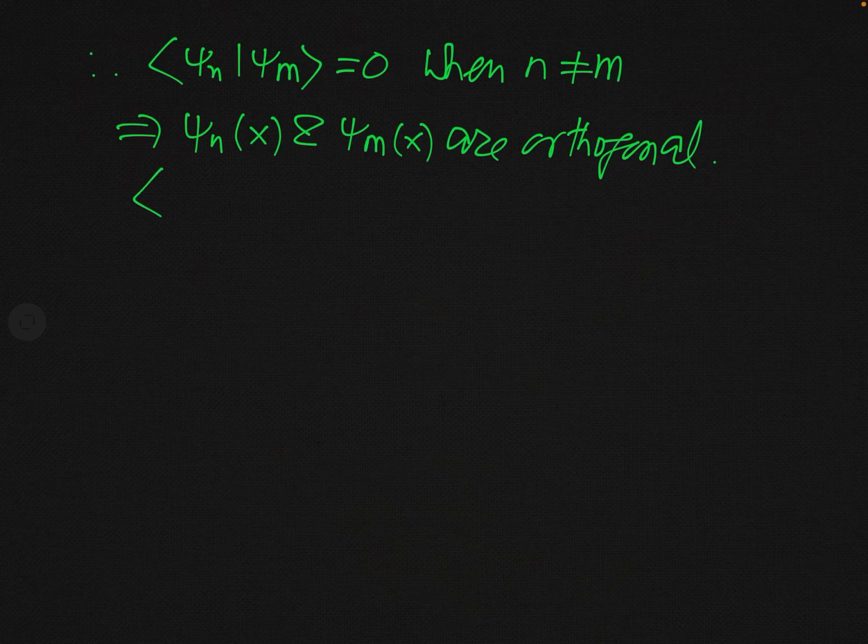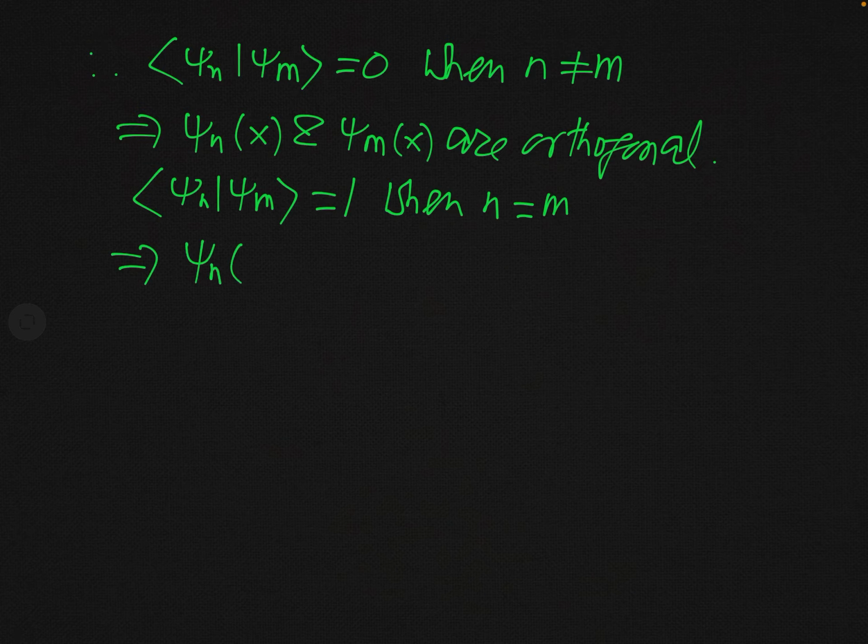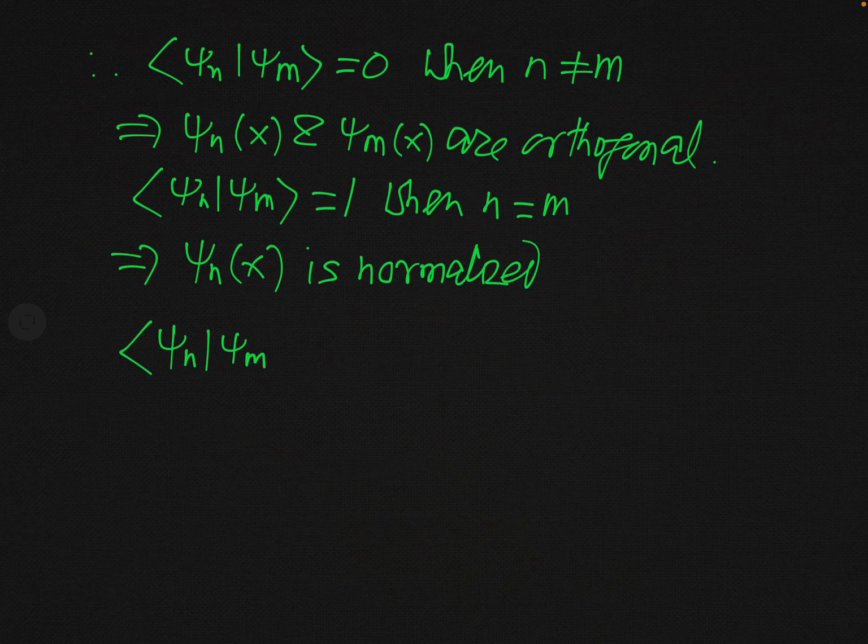Again, you have seen that this product of psi n and psi n is equal to 1. You have seen this is 1 when n is equal to m. So this condition actually implies that this eigenfunction psi n of x is normalized.